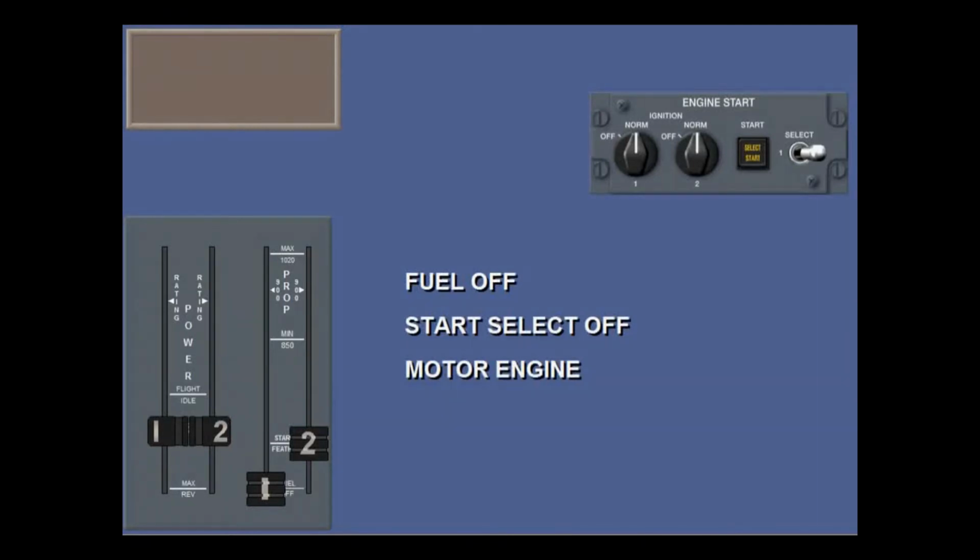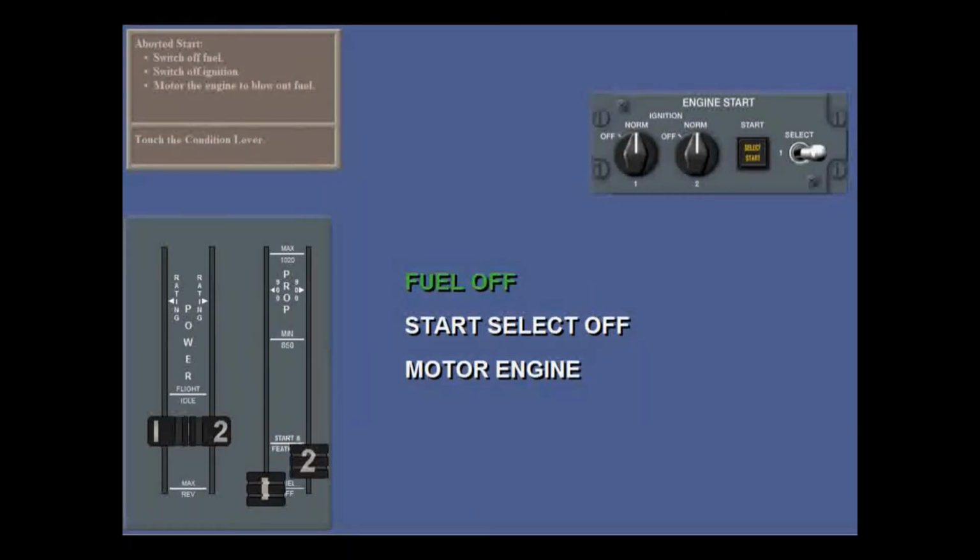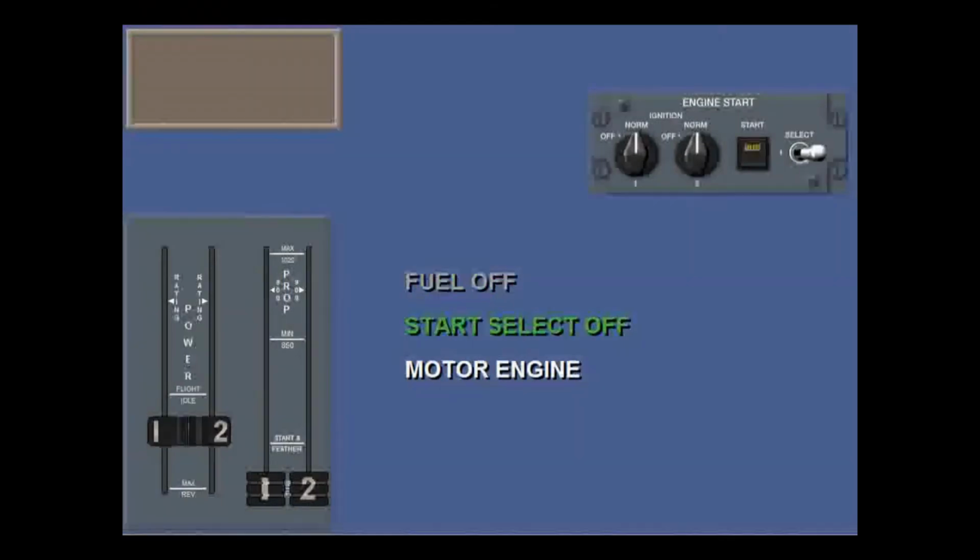To abort an engine start, the procedure is to select fuel off and starter off. Then motor the engine with the ignition off for an additional 15 seconds to clear any internally trapped fuel. Touch the condition lever for the affected engine. The start light will go out. Now switch off the starter. Touch the select switch. No, the select switch. Make sure that the select segment goes out.